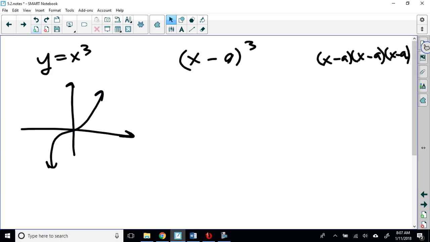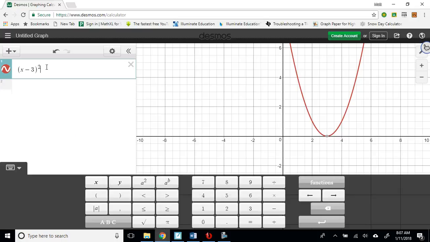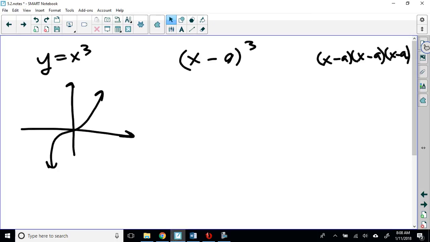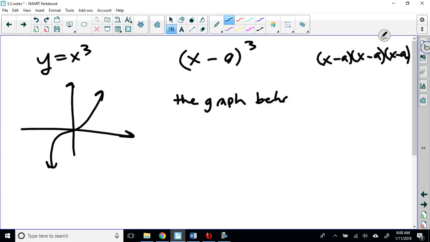Let's take a look. Desmos to the rescue. X minus 3 cubed. Notice how the graph behaves there. The graph behaves cubically. So in a case like this, the graph behaves cubically.